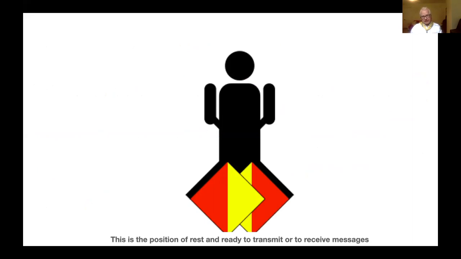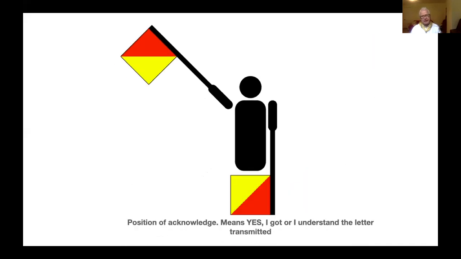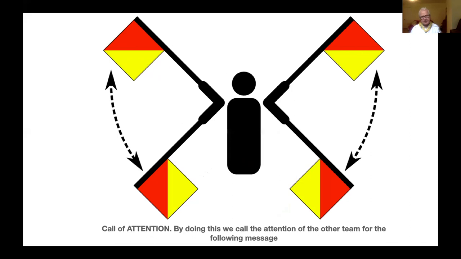Okay, so as I have shown to you, this is the position of rest, or ready to transmit, or ready to receive a message. So you can see the left flag is close to your legs, and the right flag is on top. And then, this is calling the attention. If you have to communicate to someone else, you have to call the attention to him or to her. Hello, hey. Okay, so this is the call attention to the other team.